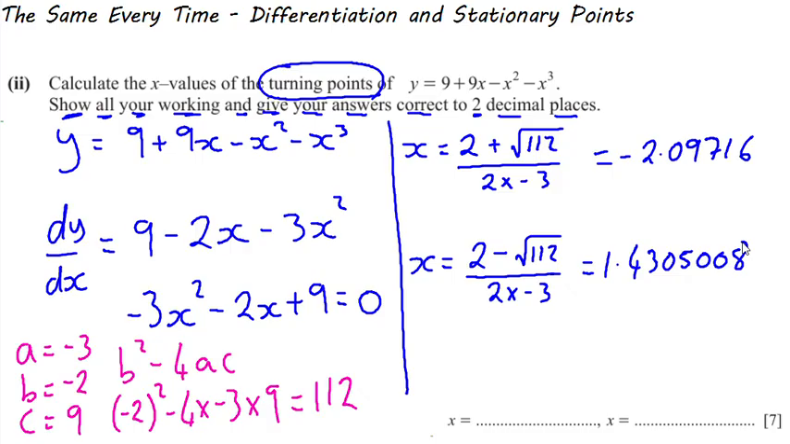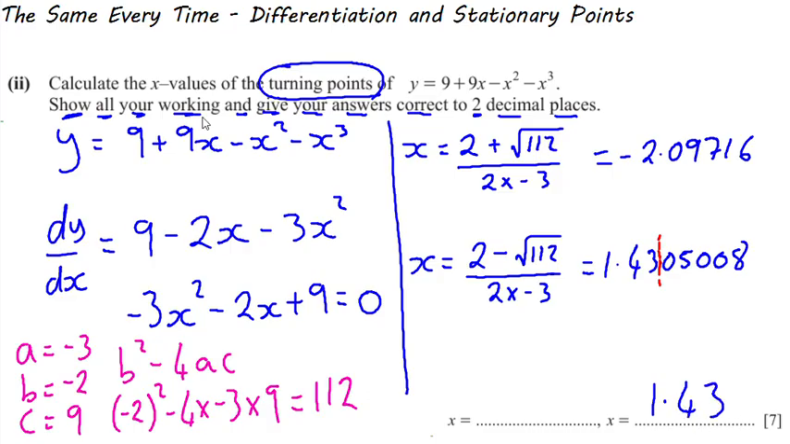But now I will go to the rounded answer. So what's that? 2 decimal places. Well, the second one is the easier to put to 2 decimal places, isn't it? I'll do that first. 1.4305. So 2 decimal places. The second digit after the decimal point is there. Look at the next number. It's a 0. Is that round up or stay the same? Stay the same.